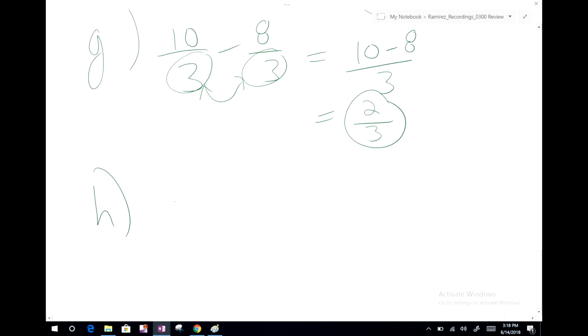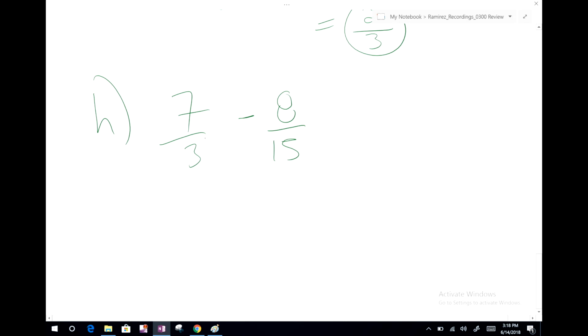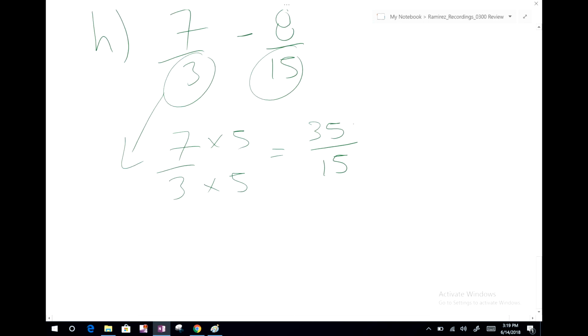Now for H, we have 7 over 3 minus 8 over 15. And so again, the denominators for both are not equal, so we have to go ahead and change this one. So 7 over 3, if we multiply 5 in the numerator and 5 in the denominator, we get the following. 7 times 5 gives us 35, 3 times 5 gives us 15. Now we can go ahead and subtract them. And again, if you were to reduce this fraction, you would get back 7 over 3. That means the same thing. So now our problem becomes the following.